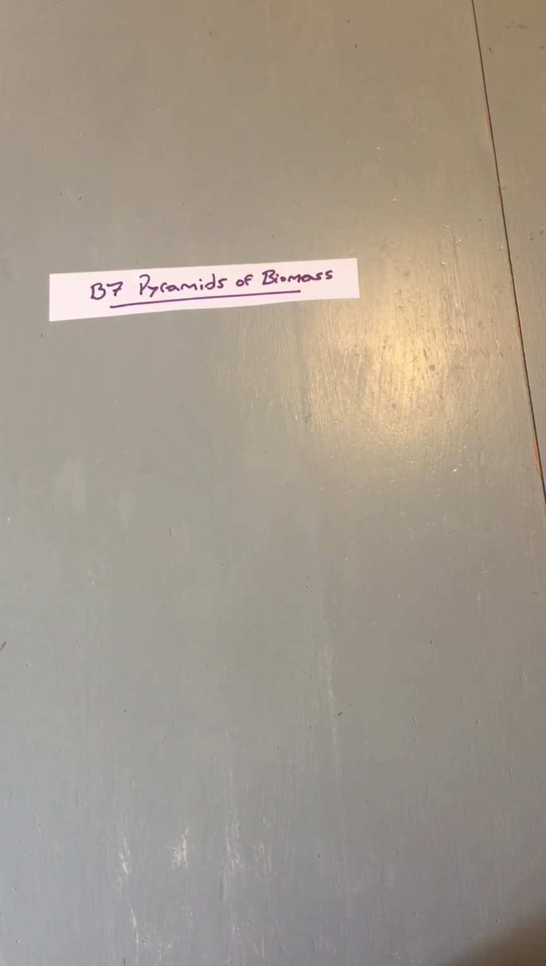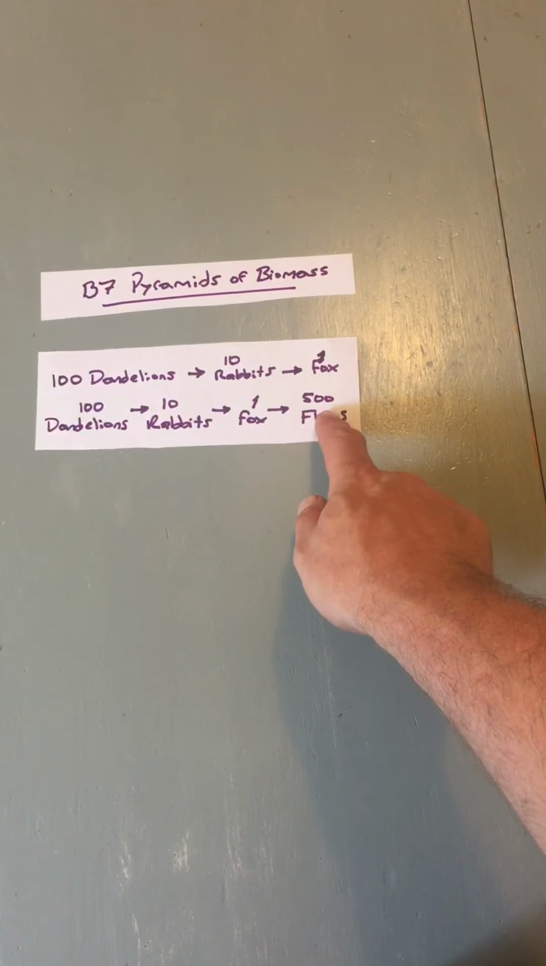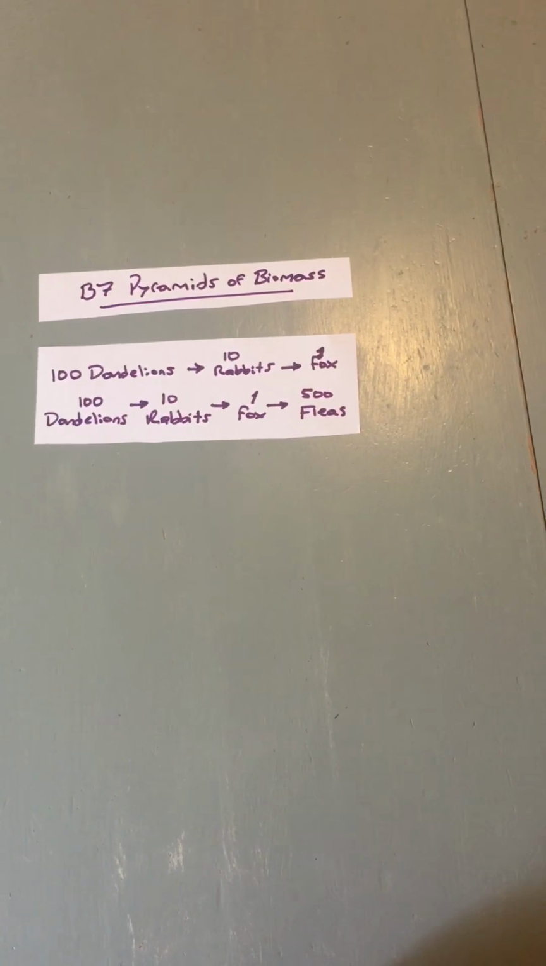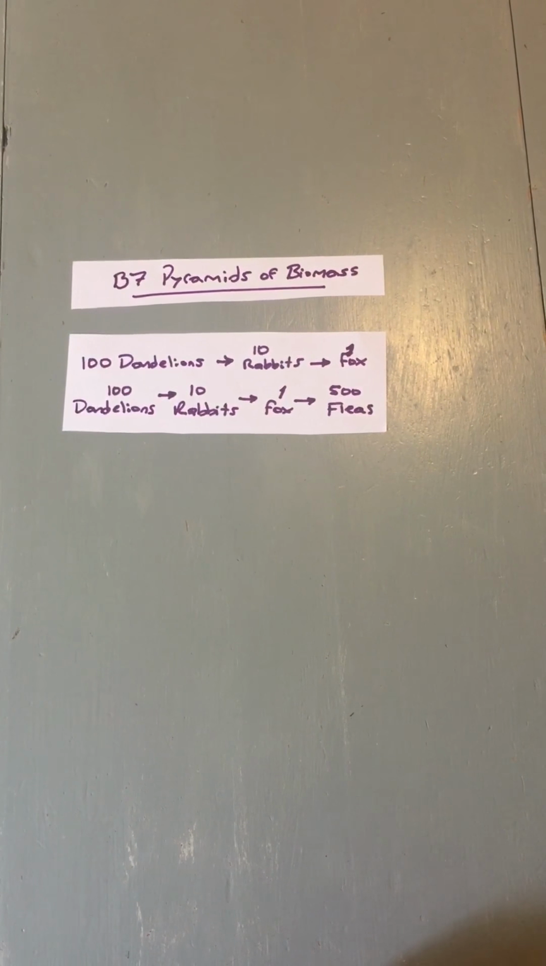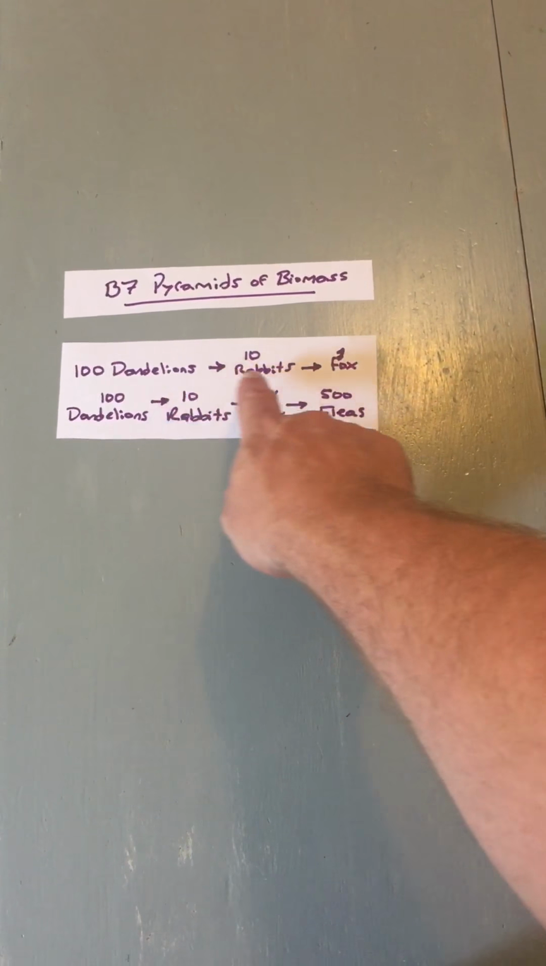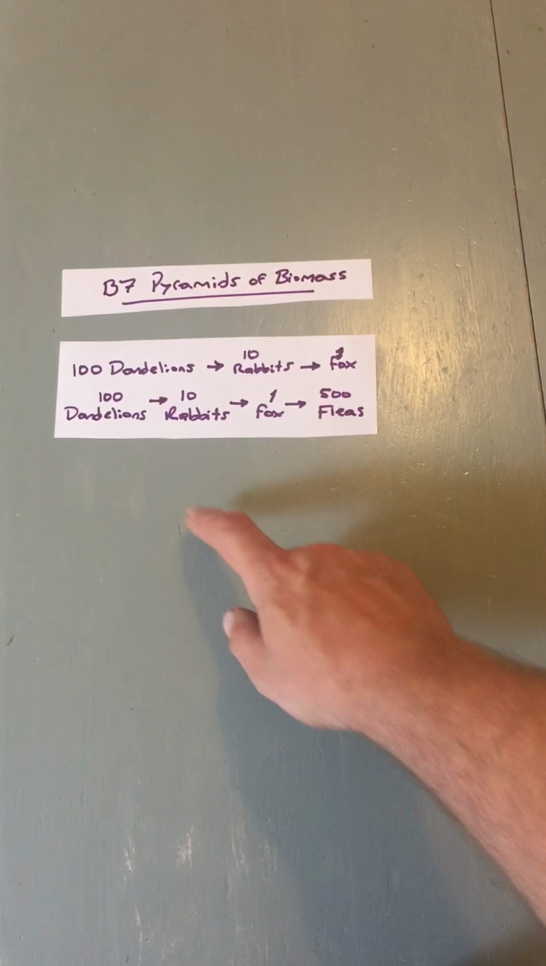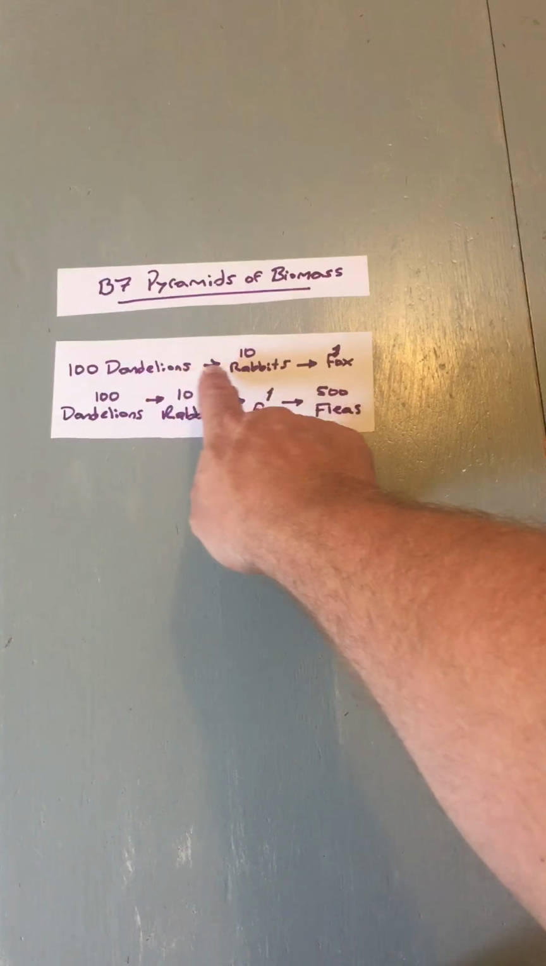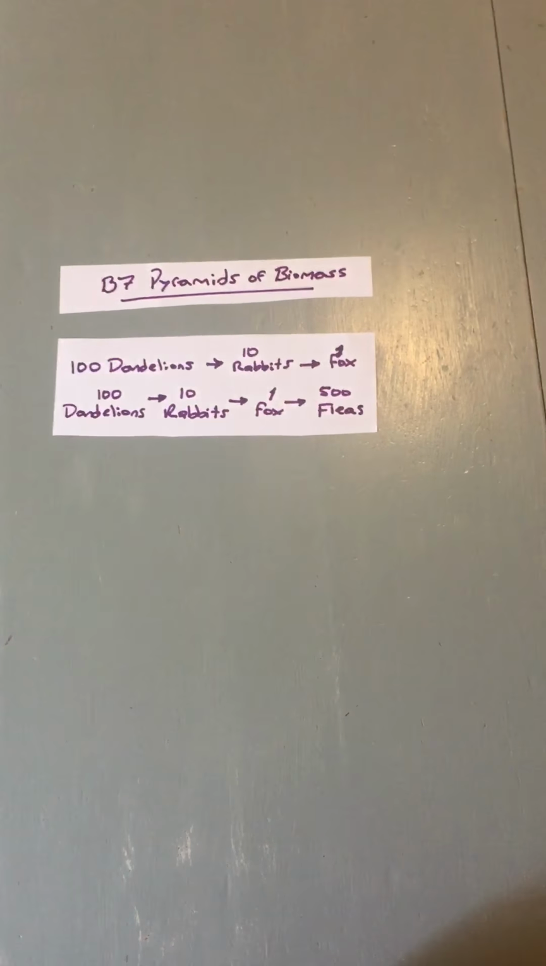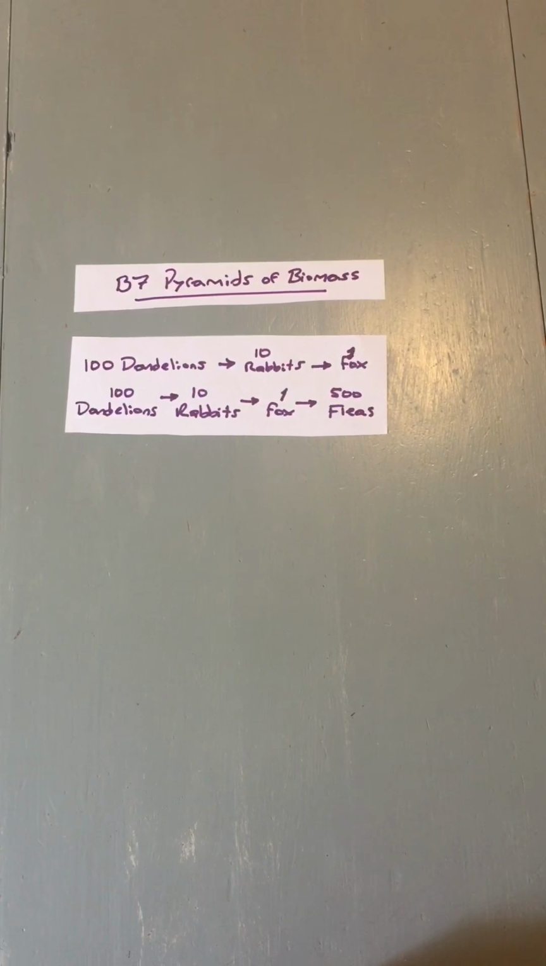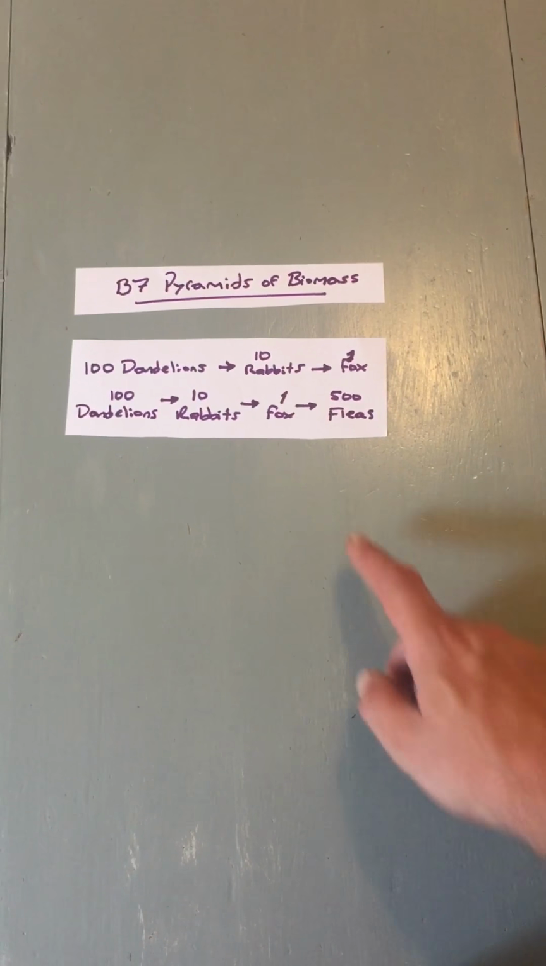So pyramids really is a way of interpreting food chains. Okay, so we do this because, well, let's have a look at a food chain here. We've got dandelions, rabbits, and foxes. Okay, so if we have 100 dandelions being eaten by 10 rabbits and 1 fox, that seems pretty straightforward, and you can make a pyramid of numbers out of that quite well.